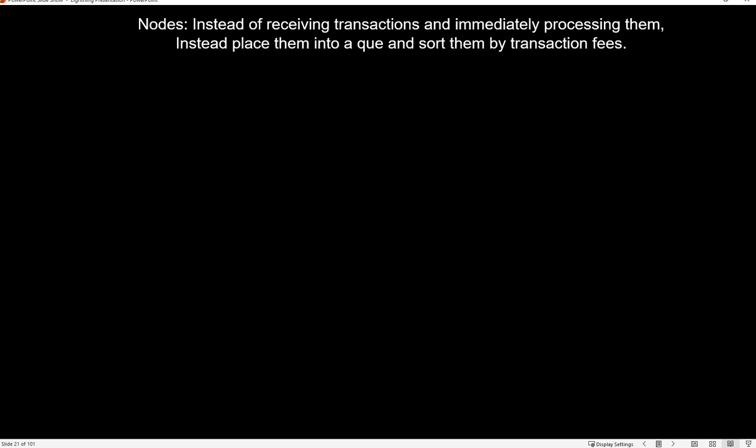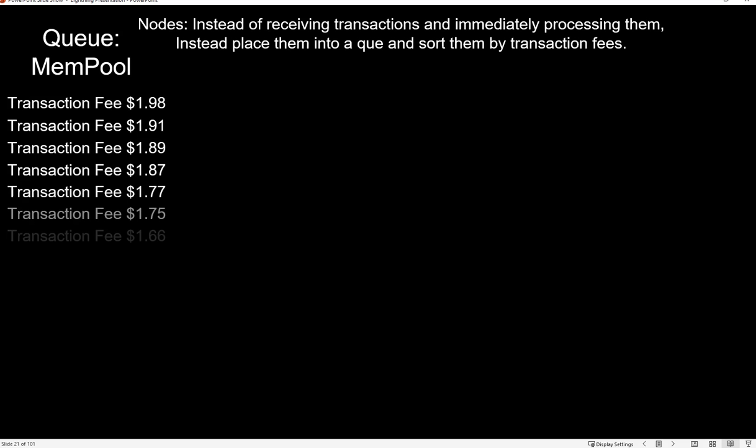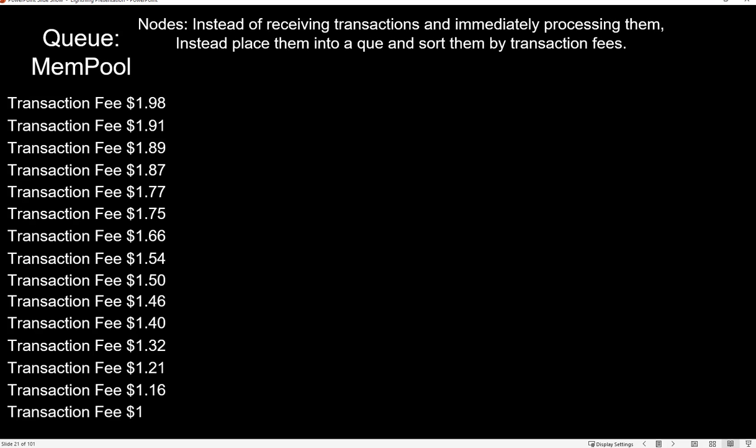So instead of receiving transactions and immediately processing them, we're going to take all the transactions and place them in a queue. All right, and we're going to sort them by transaction fees. That's what the mempool is. Okay, so we stack them, transaction fees highest on top. Now, why do miners do that? Because obviously they want the most fees. So you're going to put the highest fees on top.